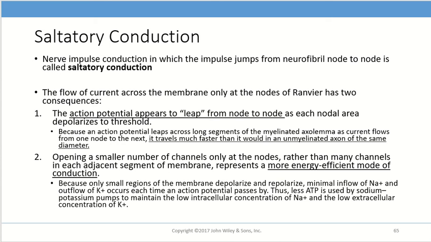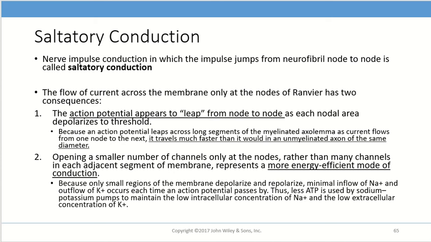Because an action potential leaps across long segments of that myelinated axon, as current flows from one node to the next, it's going to travel much faster than it would in an unmyelinated axon of the same diameter. The second consequence is that there's going to be a smaller number of channels that need to be opened at one time. They're only going to need to open at those nodes, rather than many channels in each segment of the membrane having to open. This is going to be a more energy efficient mode of conduction.